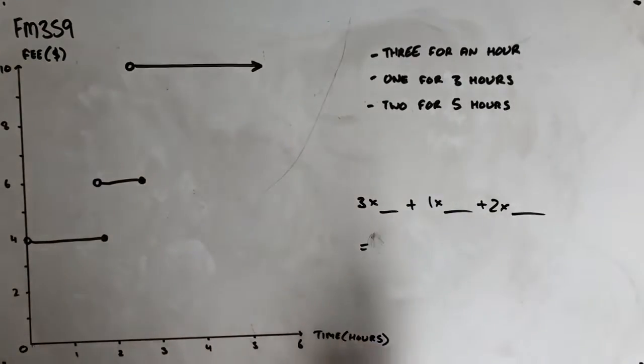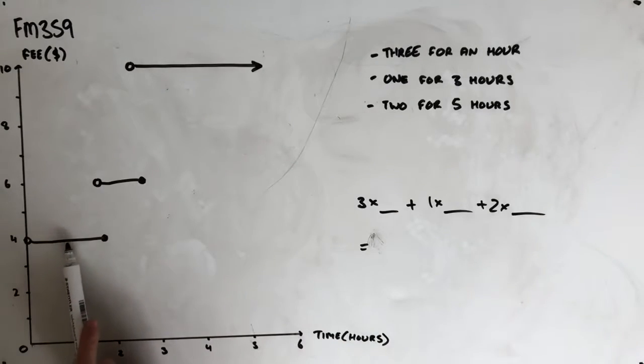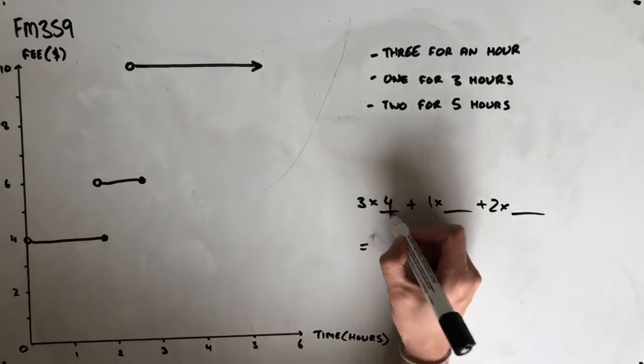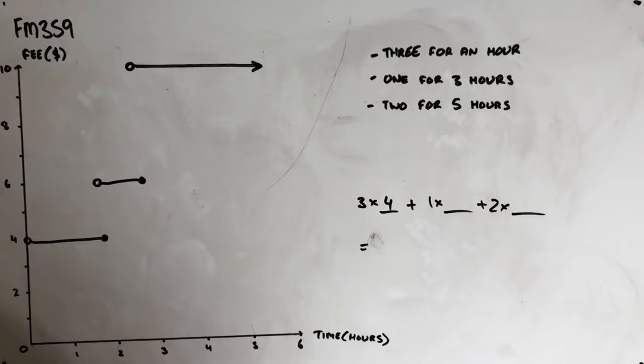So, the 3 people who used it for an hour. If we use it for an hour, we can see here that it should cost us $4 to do that. So we've got 3 times 4. So we've got 3 people paying $4.